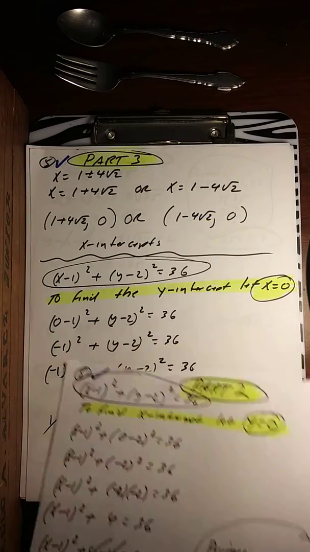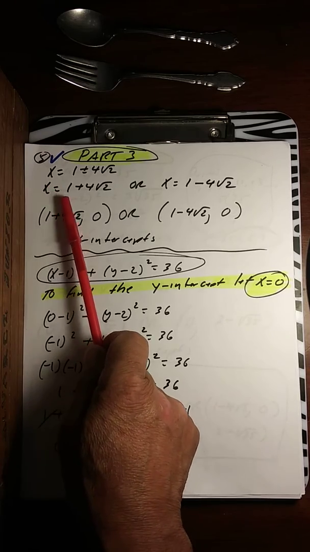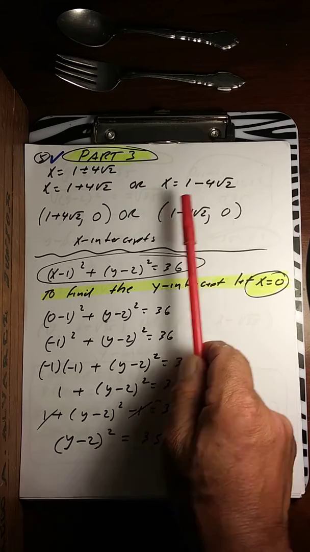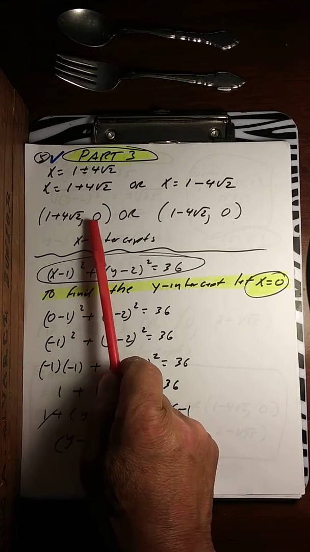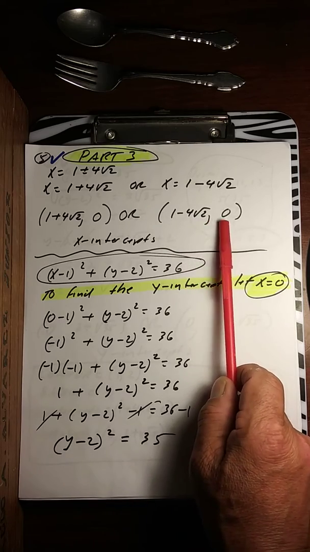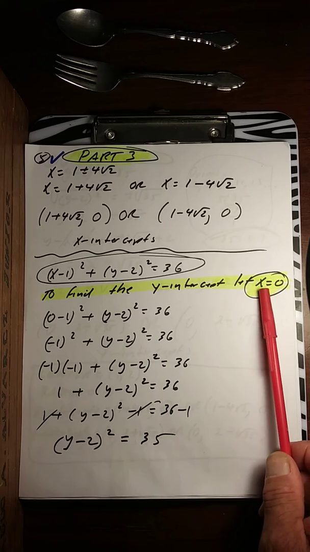Now, so we have two answers. X is 1 plus 4 square root of 2 or 1 minus 4 square root of 2. So we have 1 plus 4 square root of 2 comma 0. That's one x-intercept. Or 1 minus 4 square root of 2, 0. That's the other one. Now, to find the y-intercept at x equals 0.